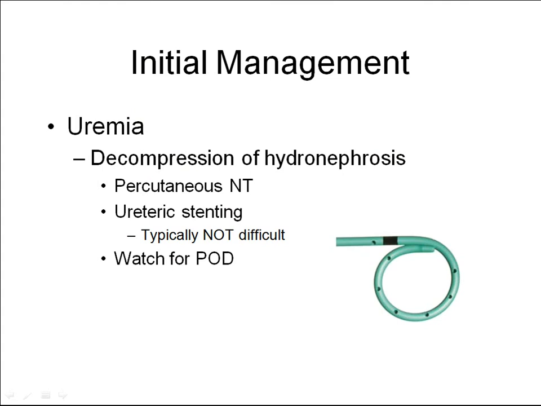So initial management of the uremic patient involves decompression of hydronephrosis through either percutaneous nephrostomy tube placement or ureteric stenting. Interestingly, placement of ureteric stents is typically not difficult in retroperitoneal fibrosis because of the lack of invasion of the ureter. And it's important to watch for a post-obstructive diuresis in these patients.